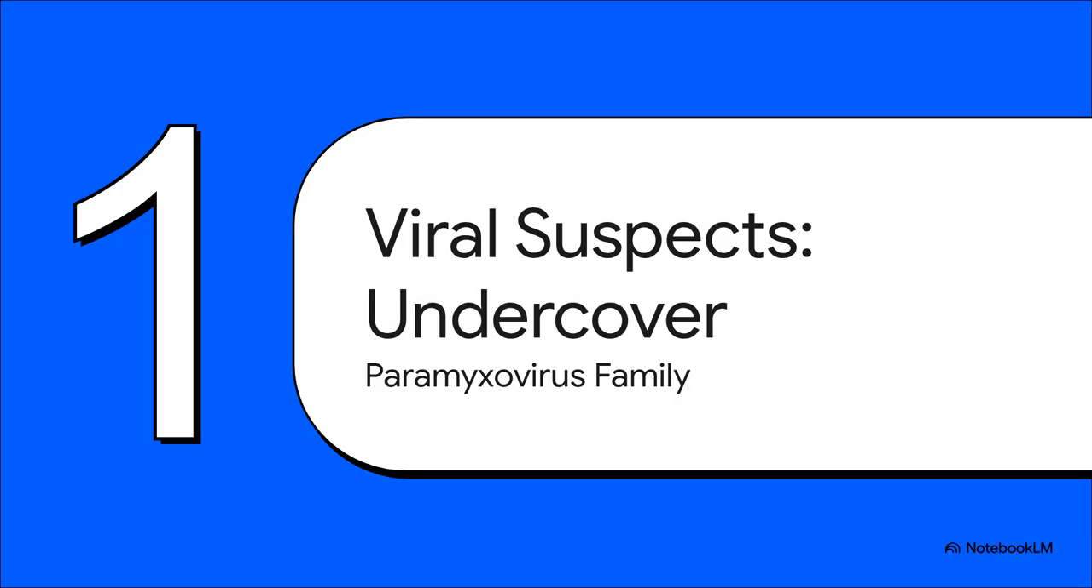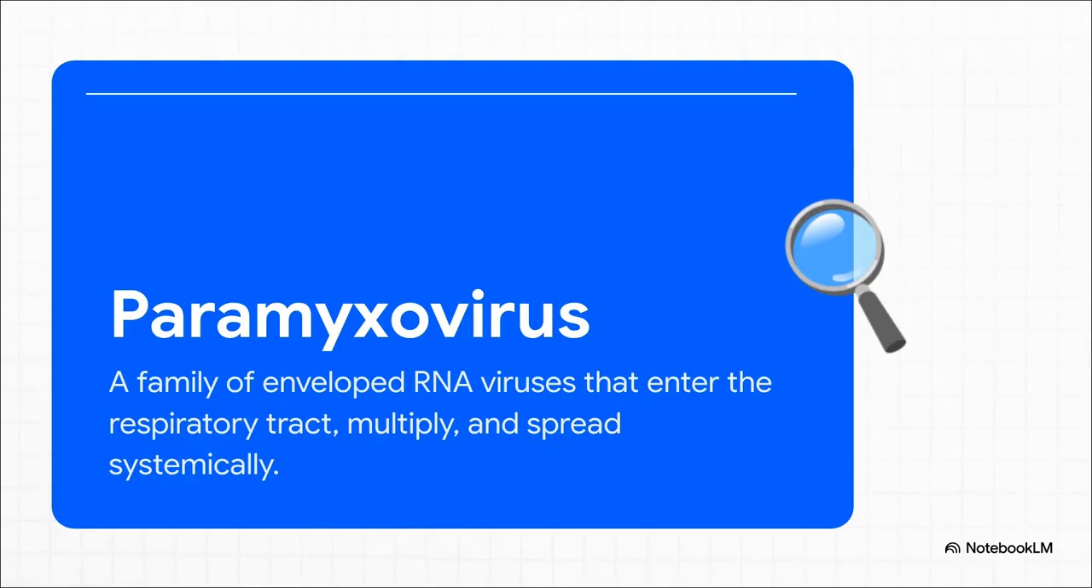All right, every good investigation starts by identifying the usual suspects, or in this case, the family they belong to. Both measles and mumps are part of the paramyxovirus family, and this is a family with a reputation. They're known for causing respiratory infections that have a nasty habit of not staying put in the lungs. So what's their shared MO, their modus operandi? Well, they're what we call enveloped RNA viruses. Now that just means their genetic code, their RNA, is wrapped up in this protective, kind of greasy outer layer. Think of it like a disguise that helps them slip into our cells undetected.